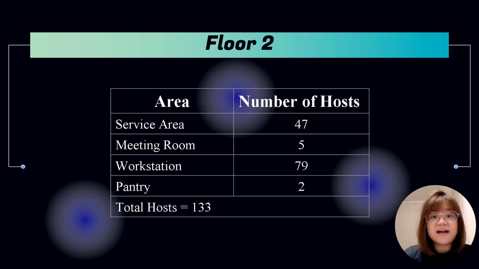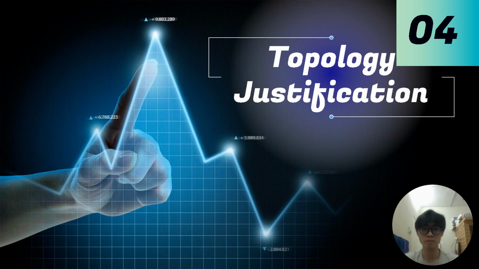On the second floor, there are also 4 areas: the service area, meeting rooms, workstation, and pantry. The service area has 47 hosts. The 2 meeting rooms together have a total of 5 hosts. The workstation has the largest number with 79 hosts, and the pantry has 2 hosts. The total number of hosts on the second floor is 133. So in total, the company has 171 hosts across both floors.